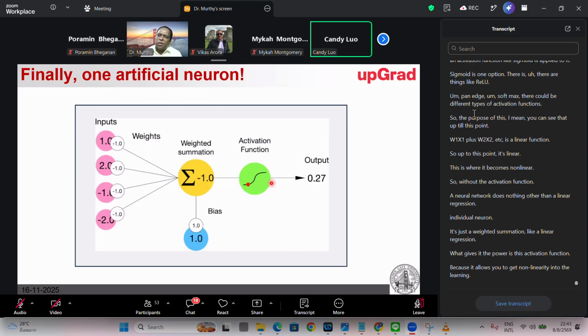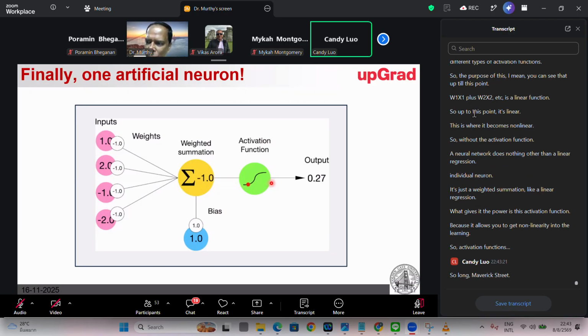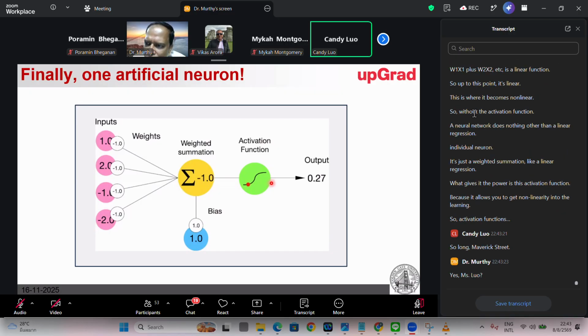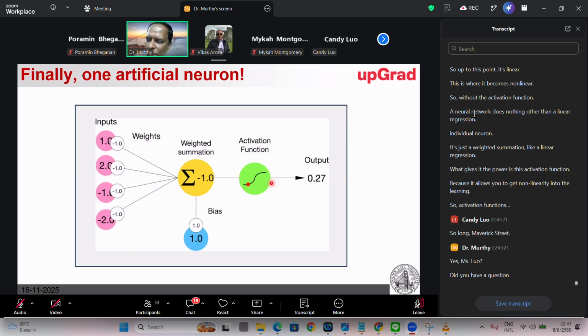So activation function. Yes, Ms. Luo. Did you have a question, Ms. Luo? Okay.